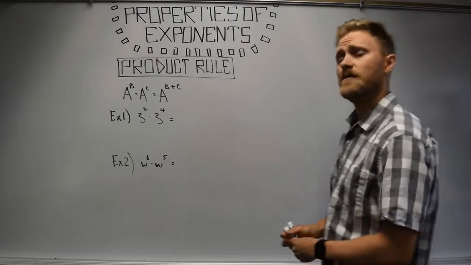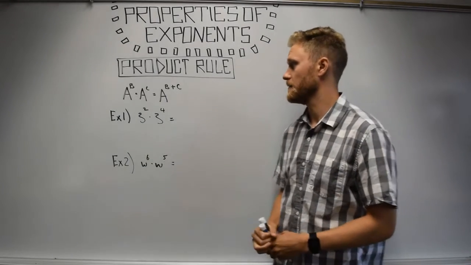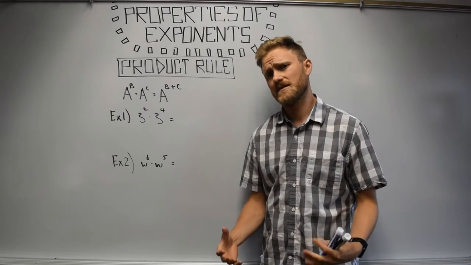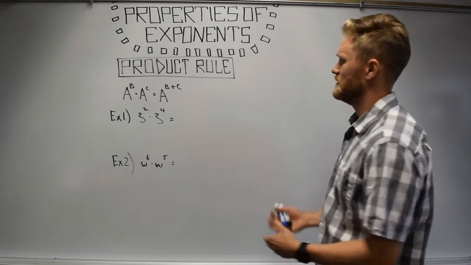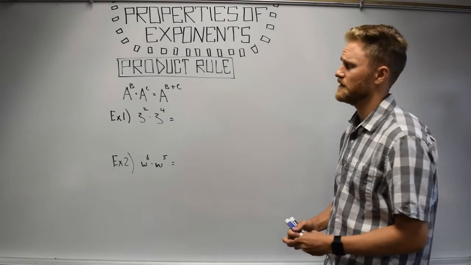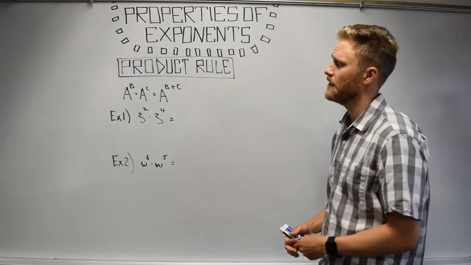The first exponent rule that we're going to cover is the product rule. We're going to do that because it's one of the easier ones to cover, and it's one of the ones you've probably seen already. And the justification for it is pretty simple. We really don't need to do a proof for it.